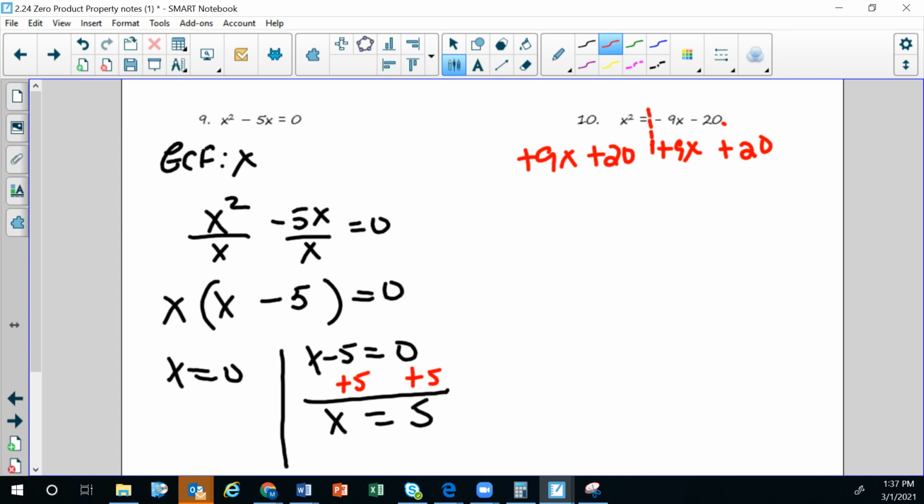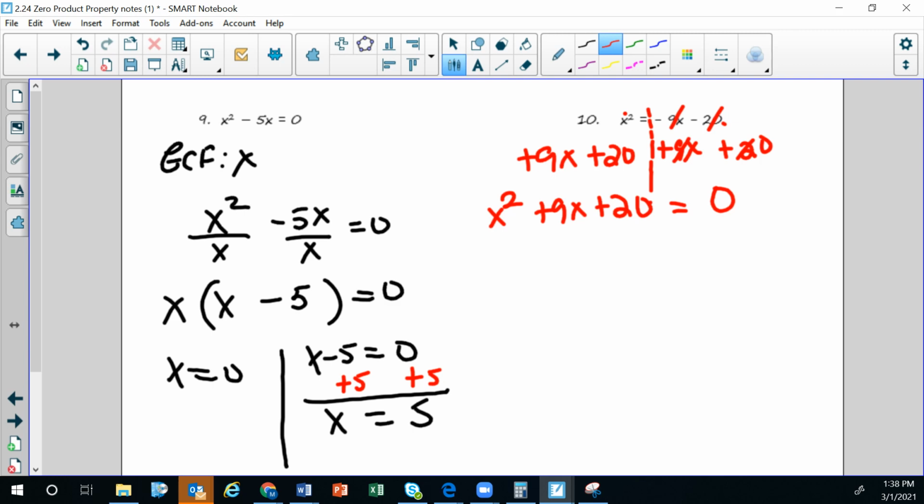Okay, and I know I'm going to use my ruler, all right? And so this becomes 0, this becomes 0. So on the right side, all I'm left with is 0. On the left side now, we'll have x squared plus 9x plus 20, and that is equal to 0.